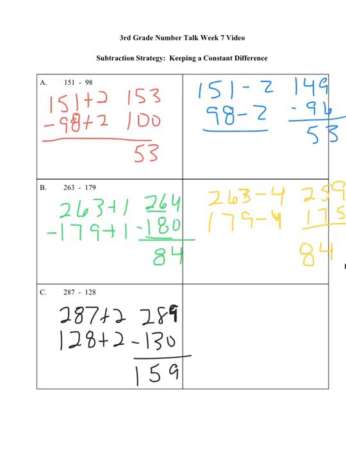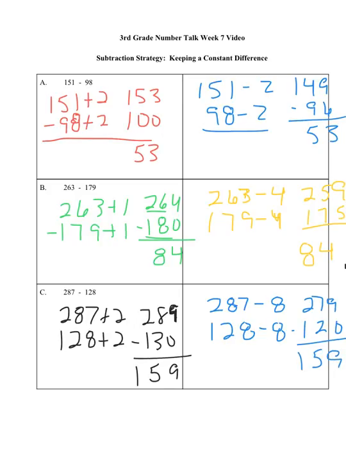Again, we can look at it this way. We can say, well, if I want to make 279 into a number I don't have to borrow from, I could subtract 8, and I could subtract 8. If I do that, this gives me 279. This gives me 120. 9 lose 0 is 9. 7 lose 2 is 5. 2 lose 1 is 1. Again, we still have the answer of 159. So that's 2 different ways you can use constant difference.